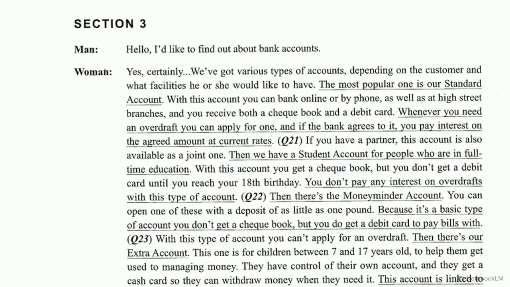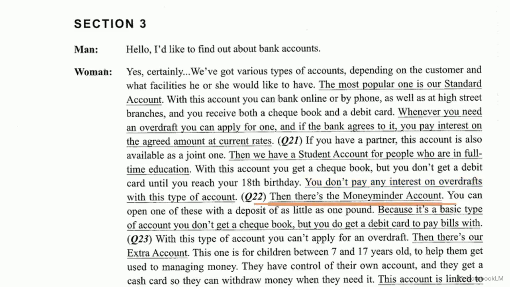To find the correct answer for question 22, the listener must navigate a negative constraint mechanic. The identifying feature for this account appears as a negative qualifier amidst a list of positive benefits. You don't pay any interest on overdrafts.